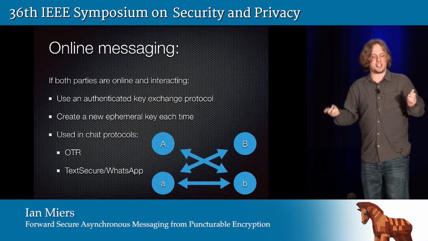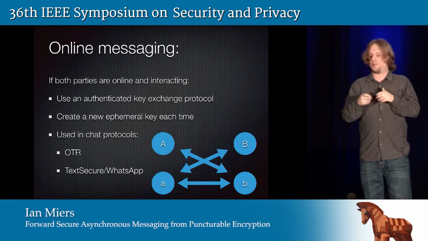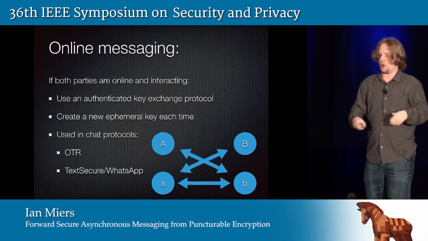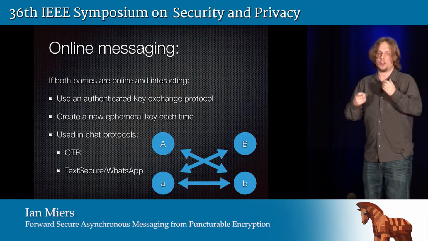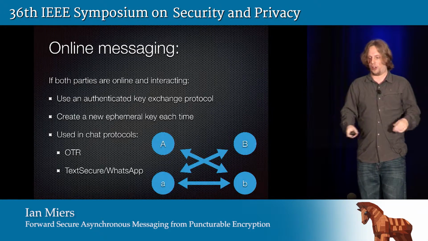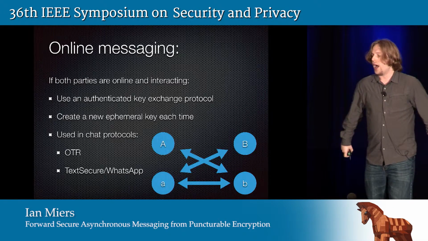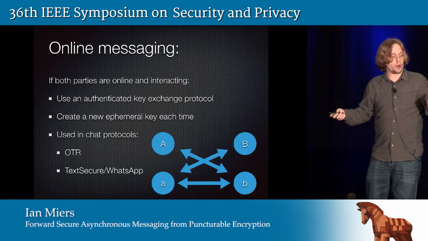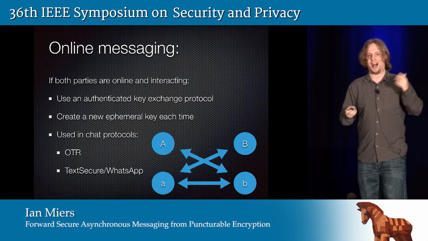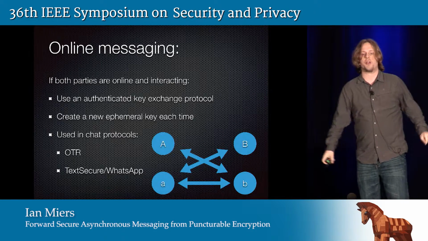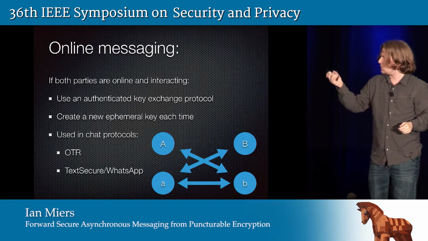we know how to fix this and do forward security for synchronous protocols. It's very simple. You do an authenticated ephemeral key exchange. You get a key that you use for a little while, then you throw it away when you're done. And this is actually used for messaging protocols via OTR and also via the Axolotl ratchet and TextSecure, and then therefore WhatsApp, which sort of uses TextSecure.